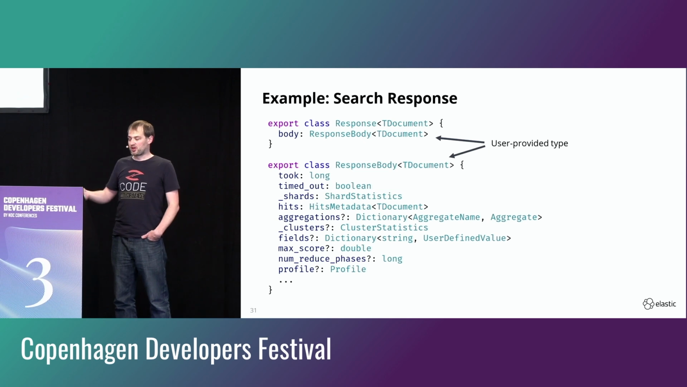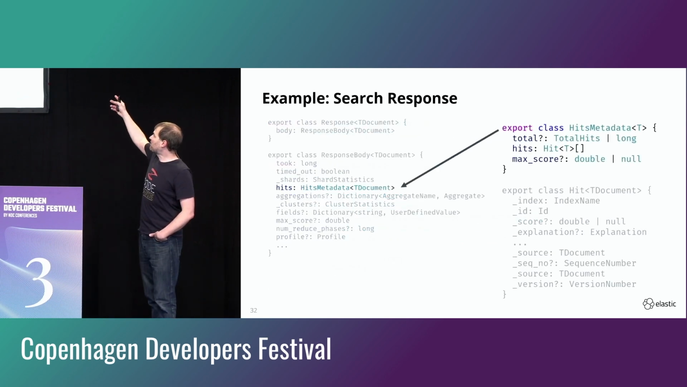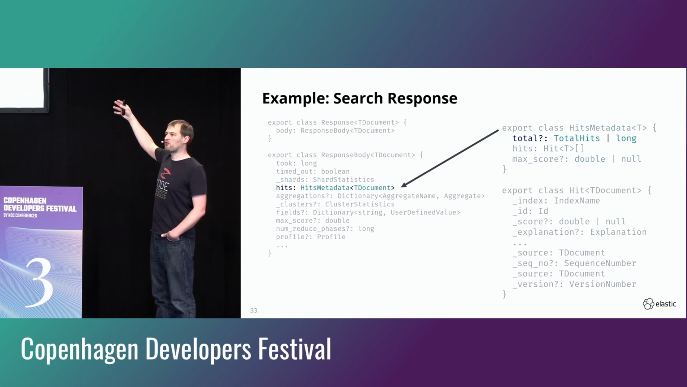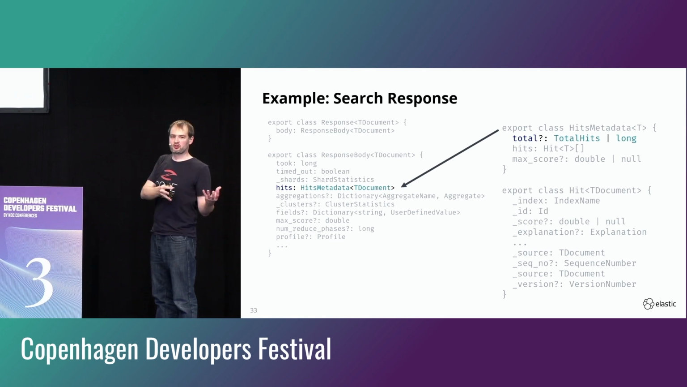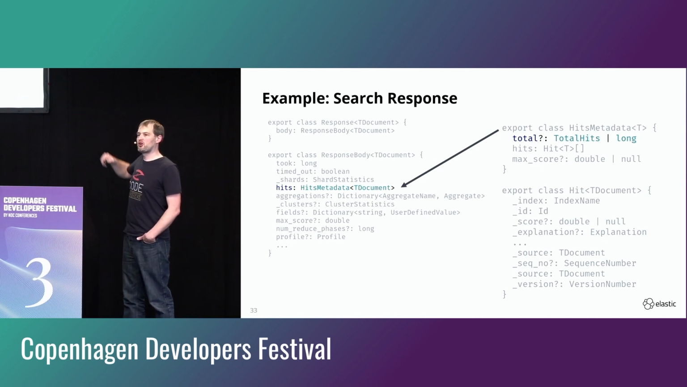The response body adds a bunch of stuff, but one of those is the hits. Hits is of type hit metadata. That includes things like the total, which again is another union scenario where it might return you just a long, or it might return an object that represents the hits information. That's controlled by your search request itself, so how that comes back is controlled by the request. So we need to model the scenario that this response could include either of those.